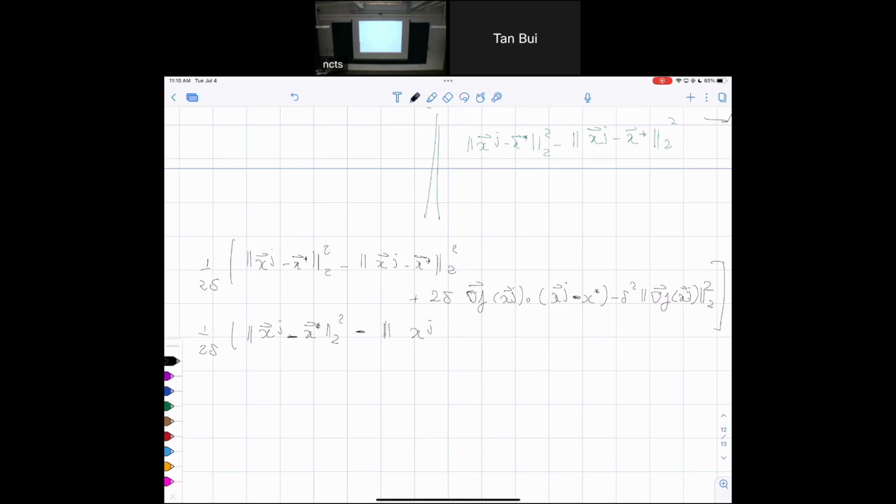So what we have is that by completing the square, we have xj minus x star, which is our a or b, whatever we wanted, and then minus delta gradient of f xj. Everybody okay with that? By just completing the square, that's what I get, right?